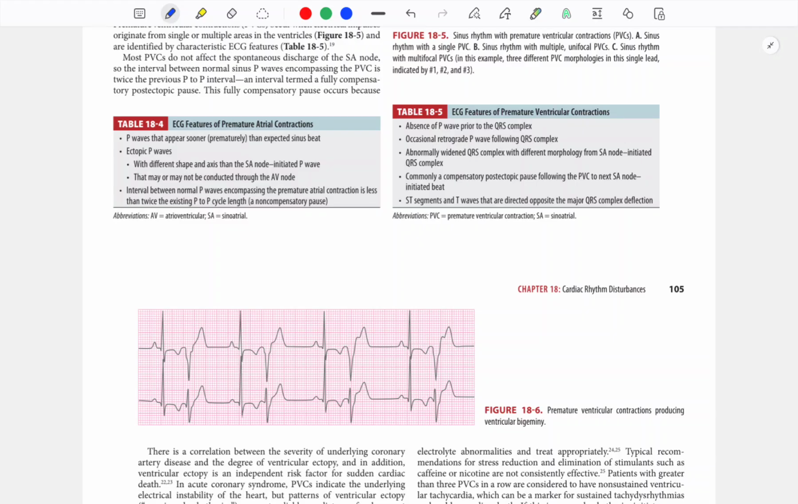If the patient has frequent VPCs for more than 30 months, the patient can develop VPC induced cardiomyopathy.